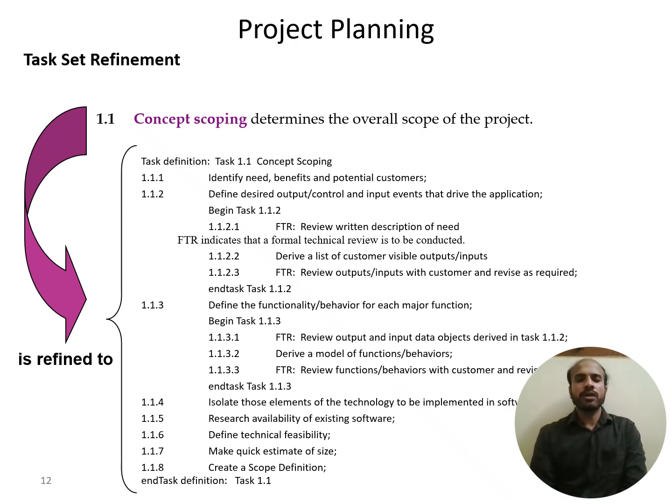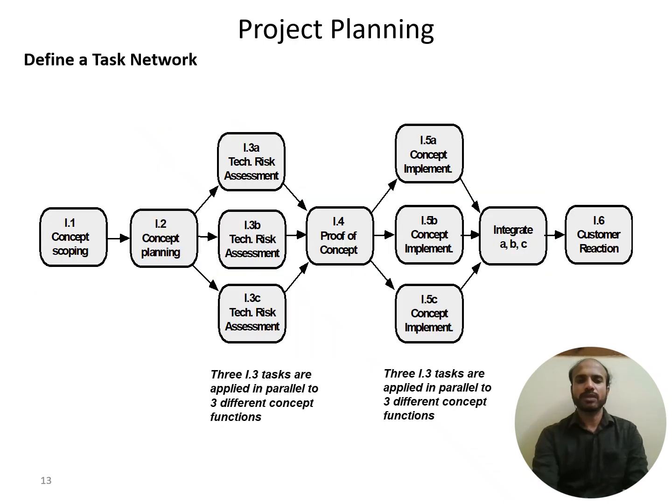So here you can see for this particular concept scoping, there are various levels of subtasks: identifying the needs and benefits of the potential customers, defining the desired output for the game. There is an additional subtask to review and derive a list of customer visible requirements. Then we have the next subtask and it keeps going. So you keep refining that specific set of tasks. So this is the task network.